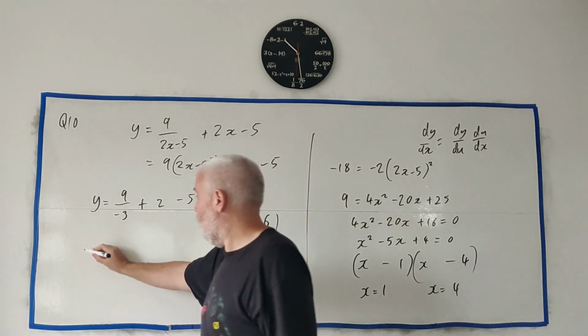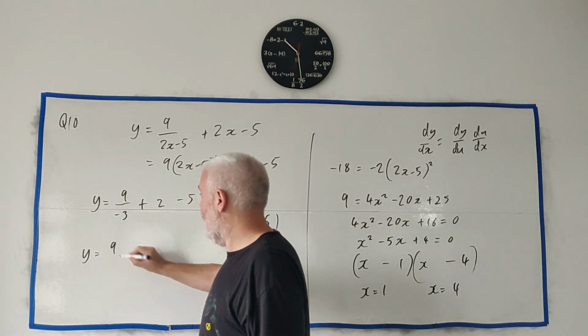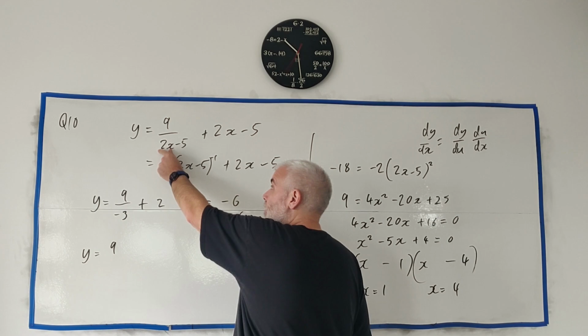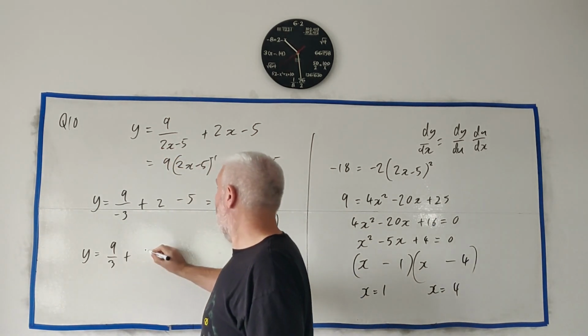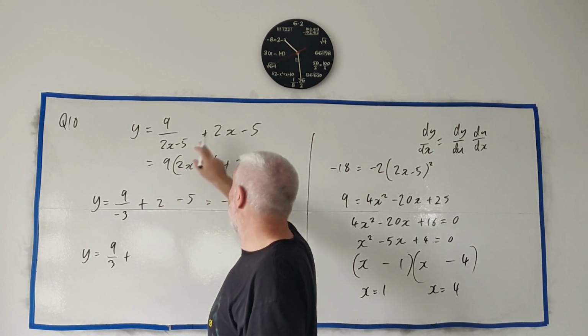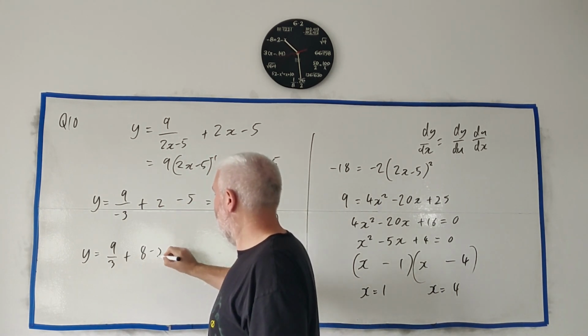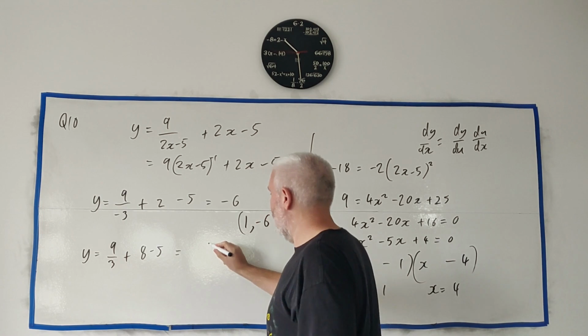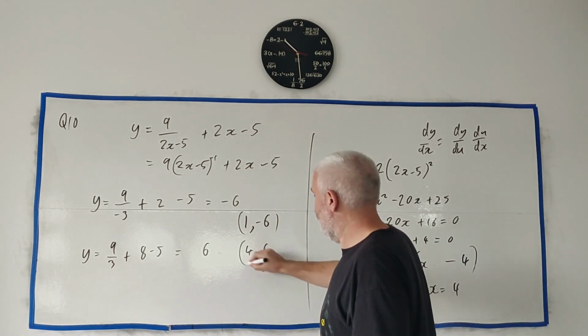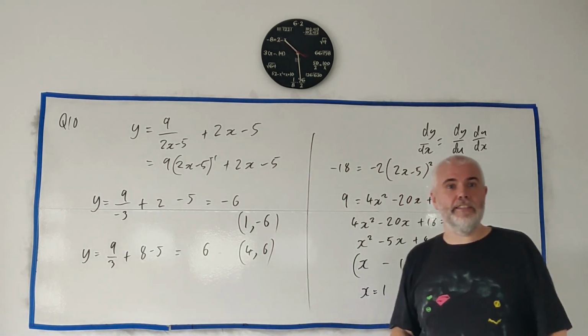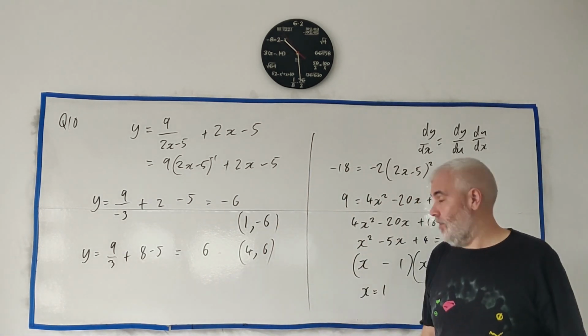Do the same then with 4. y is equal to 9 over, 2 4s are 8. 8 minus 5 is 3. Plus 2 times 4 is 8, minus 5. Clean all that up, we get a 6. So our other answer is 4, 6. There are your two coordinates. That's your full marks for part A.